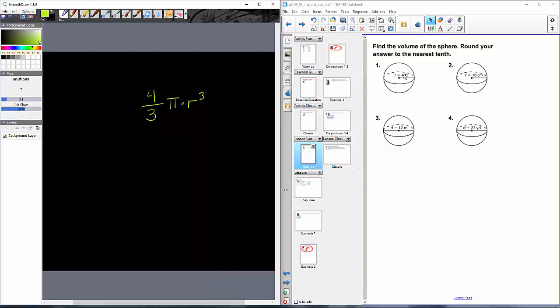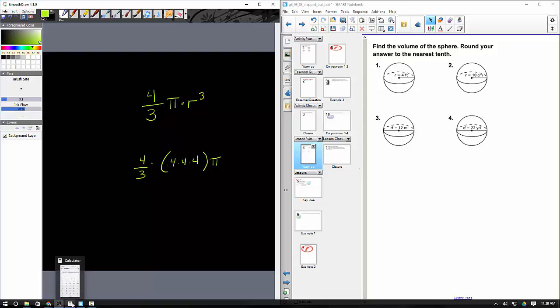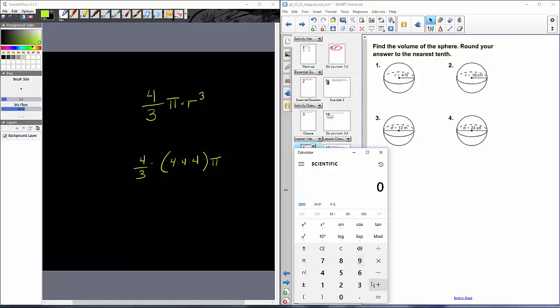If we look here, if I plug in, let's try this one here. So I'll have 4 times 4 times 4. That's what the radius cubed is, times pi, times 4 again, all over 3. And let's quickly do this. Let's give it a try. And it says round to the nearest tenth, so times your 3.14.